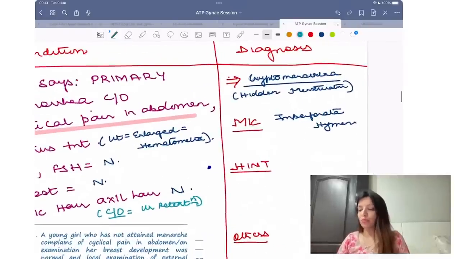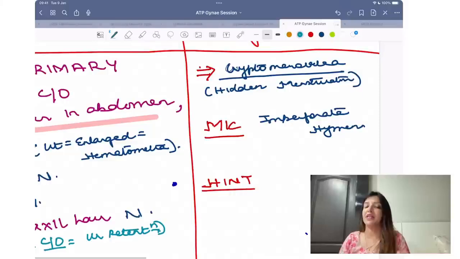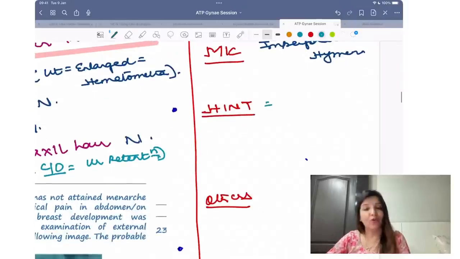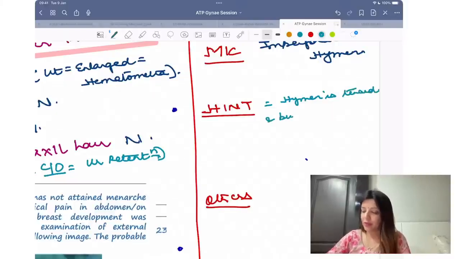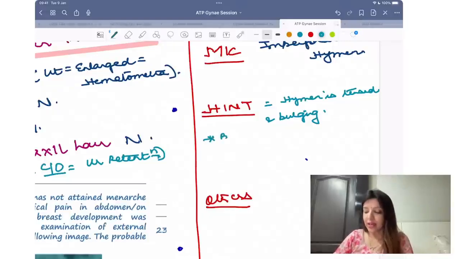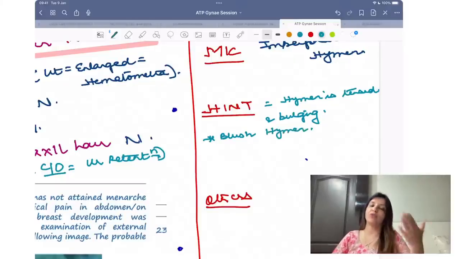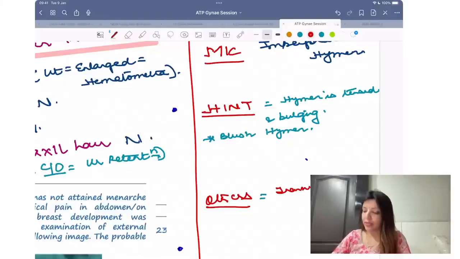Now, as I told you, the most common cause of cryptomenorrhea is imperforate hymen. How do you come to know that they are talking about imperforate hymen? The hint in the question will be that they are going to say that her hymen is tensed and bulging. Then they can say that there is a bluish hymen. Blue colored hymen is because of the collected blood, right? Other causes of cryptomenorrhea are transverse vaginal septum.